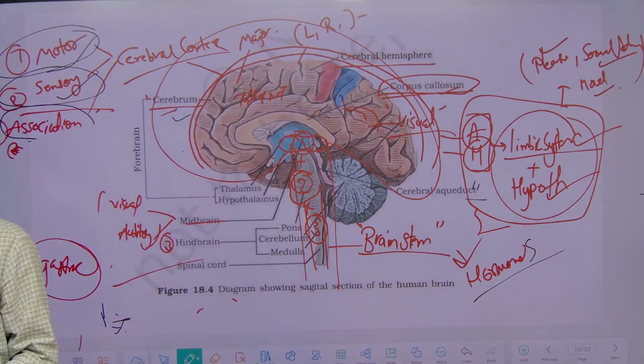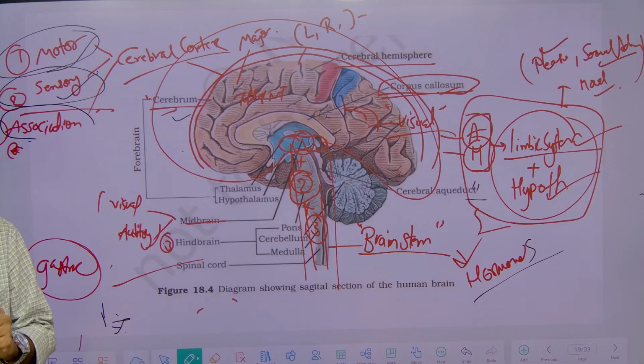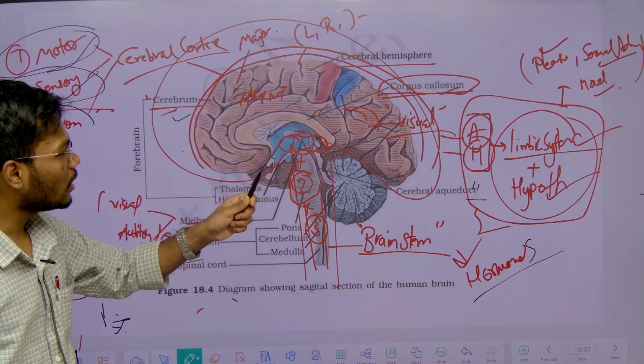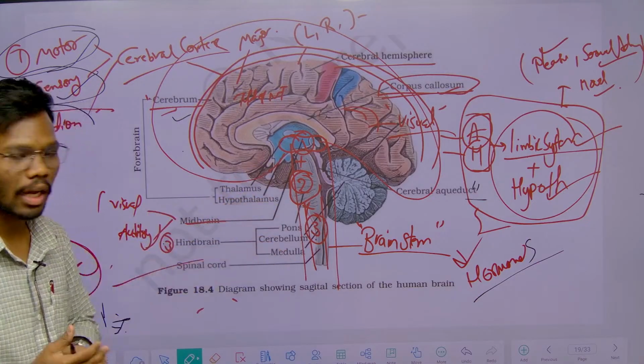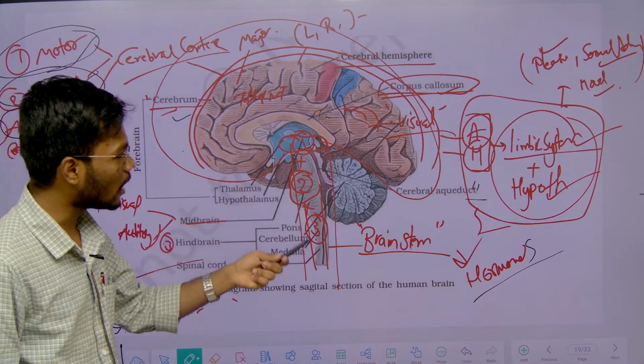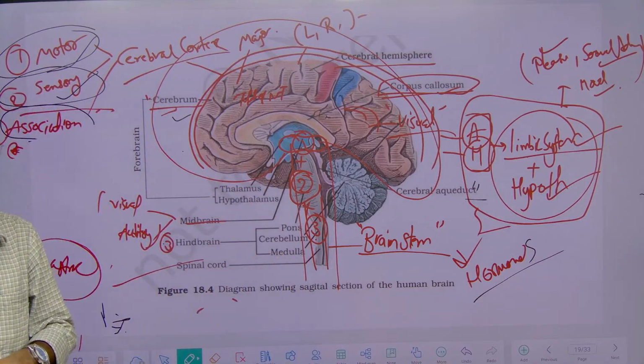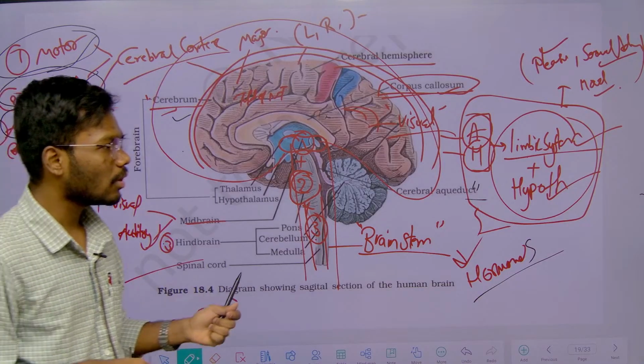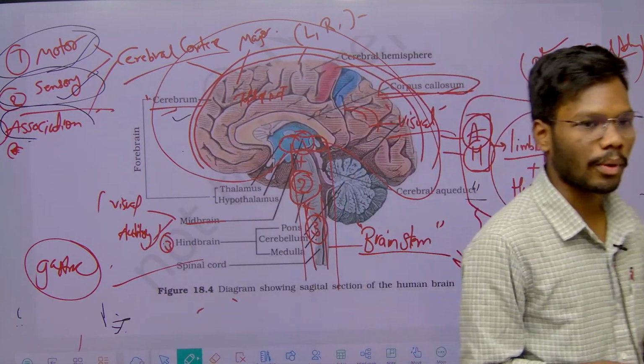Understand what is the brain stem. In the brain stem, what are the different parts involved? Midbrain, pons and medulla oblongata. These three are involved in forming one stem, which is called as what? Brain stem. So this is all about this structure of brain.